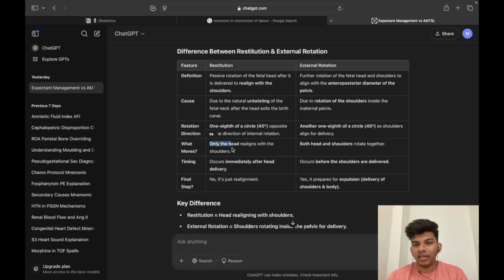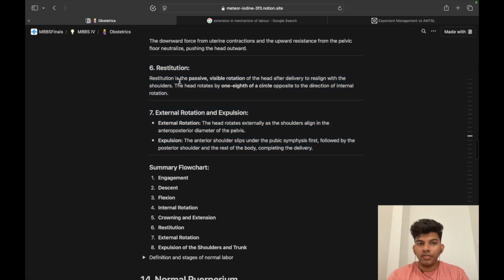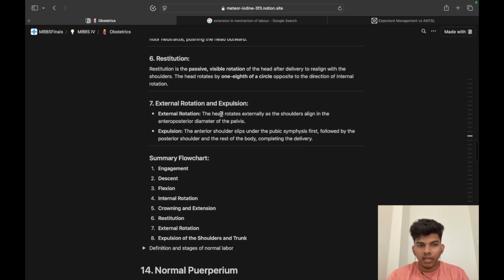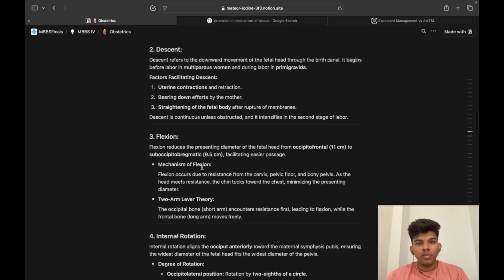Next one: in restitution only the head realigns, in external rotation both the head and shoulders realign. It occurs immediately after the head delivery, before the shoulders are delivered, not just realigned. Here it is properly getting ready for expulsion, so that everything is aligned properly. So we have understood the difference between restitution and external rotation. And finally expulsion: the anterior shoulder slips under the pubic symphysis first, followed by the posterior shoulder and then the rest of the body, completing the delivery. So these were the steps in normal labor.